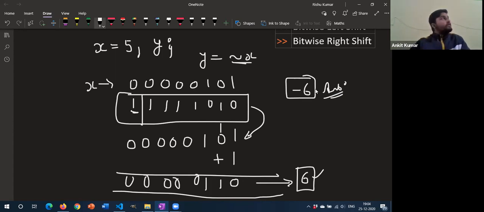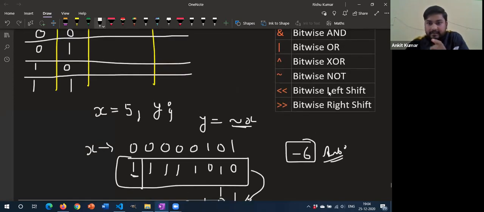Okay, so where do we use these bitwise operators? Bitwise operators are used for developing device drivers or making system applications or system tools. So there we use bitwise operators. Now let us look at bitwise left shift and bitwise right shift.